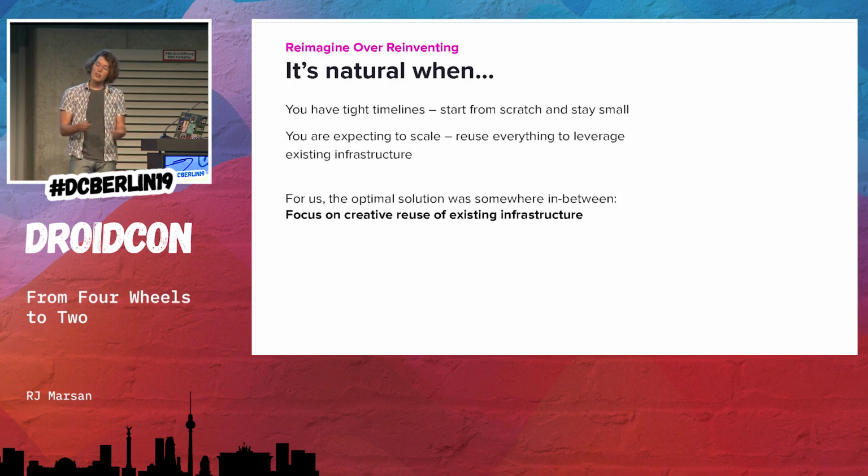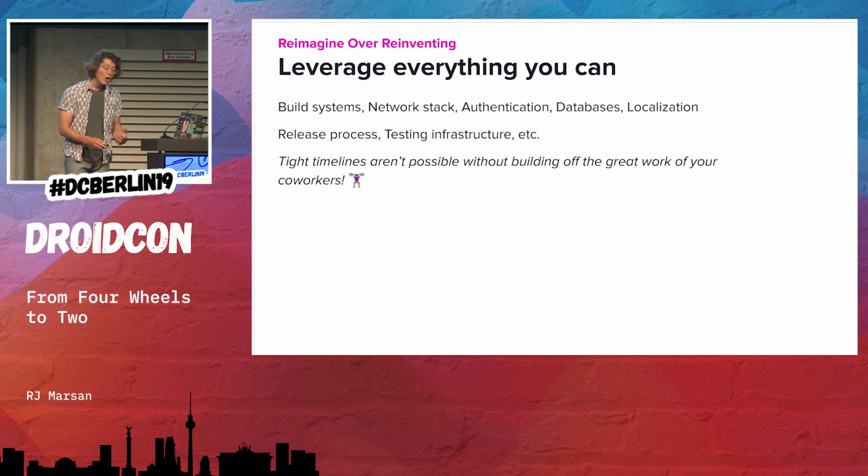But honestly, the solution that worked best for us and the experiences I've had is somewhere in between, where you find creative ways to reuse the architecture at your disposal. When I talk about leveraging things, us as client engineers, we talk about building a separate app. Look, we already have build systems in place. We already have a network stack, an authentication layer. We have databases. I mean, the list just goes on. There's no way I could have possibly shipped this without the amazing work of my coworkers.